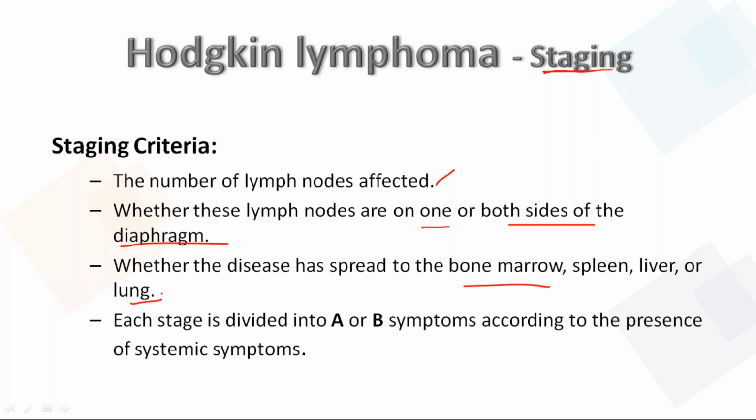So that factor depends. And in any of these situations, there is A and B. B is with symptoms and A is without symptoms. In A, only swelling is there, that's all. In B, the lymph nodes are involved and there are also symptoms. So we'll see how you document it in a systematic way. This is the latest one.